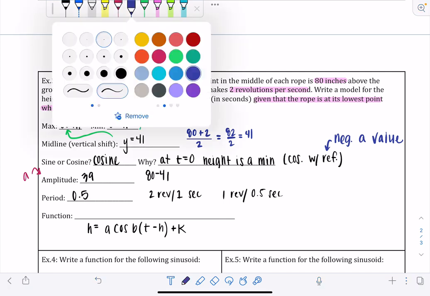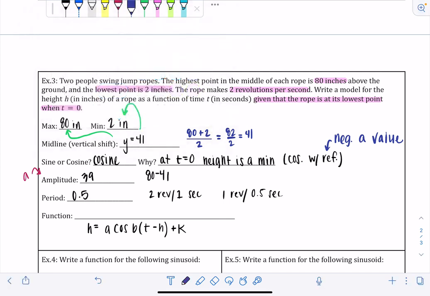So I'll do it off the side. I'm going to take the period 0.5. I'm going to actually just change it to 1/2. And I'm going to set that equal to the formula for period, which is 2 pi over b. And then now I can use that equation to solve for b because that's my only unknown. So I'm going to cross multiply. So 1 times b is b, and then equals 2 times 2 pi, so 4 pi.